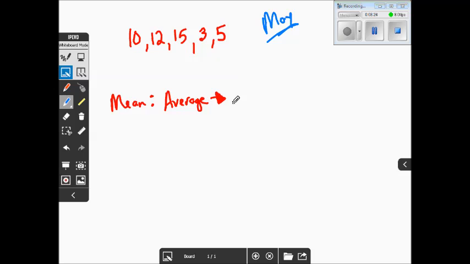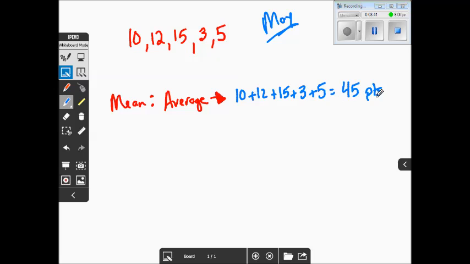Okay, so what you do when you find the mean is you are going to add up all of your numbers. So I'm going to add up all those points that I scored in 5 different basketball games. That's how many points I scored, and that's going to give me 45 points, I think.